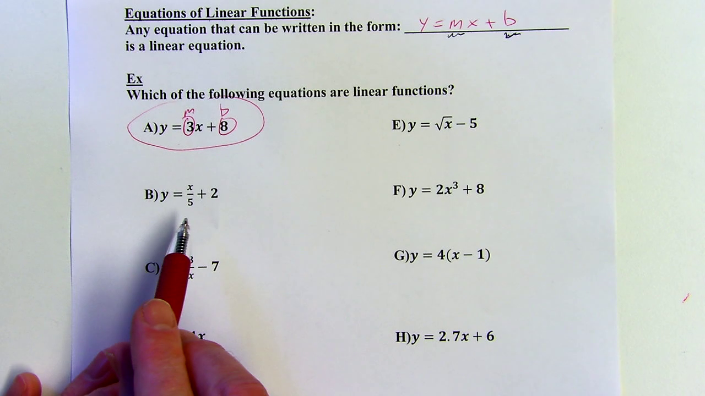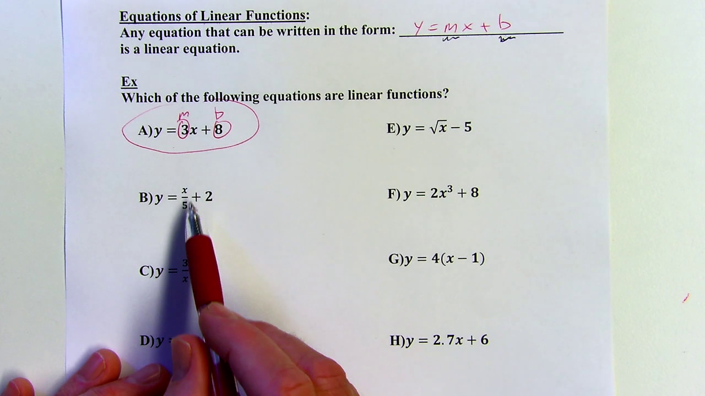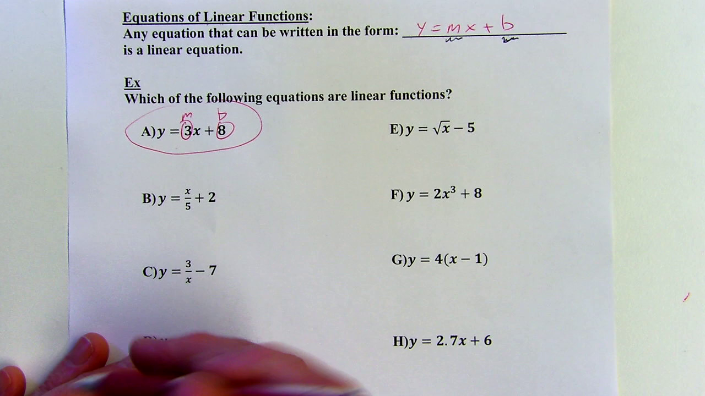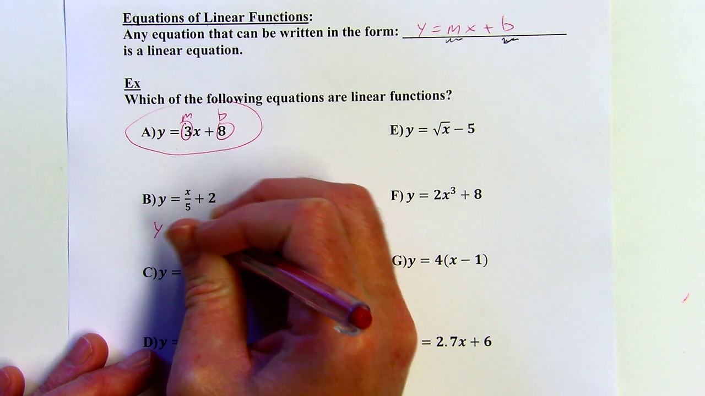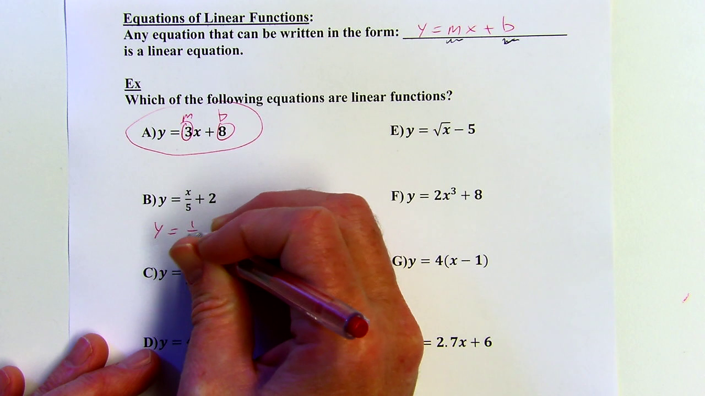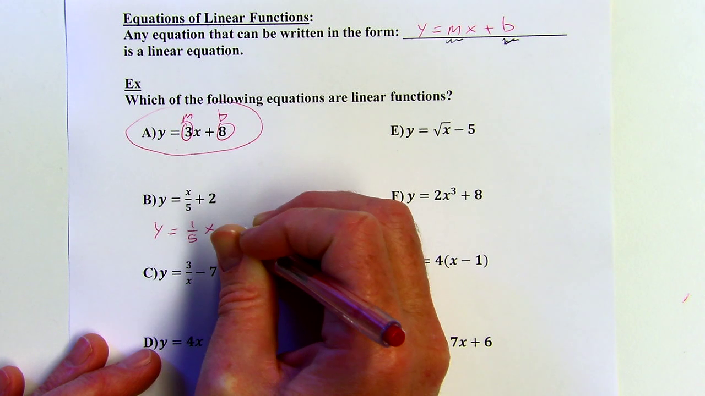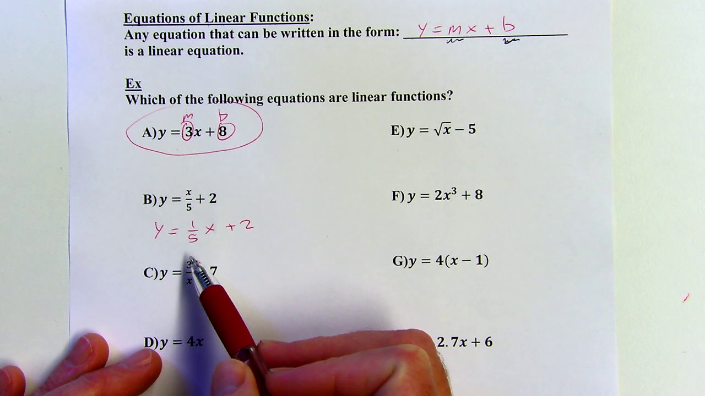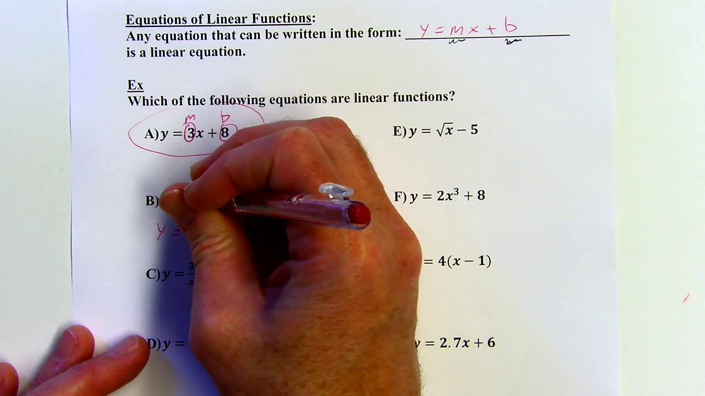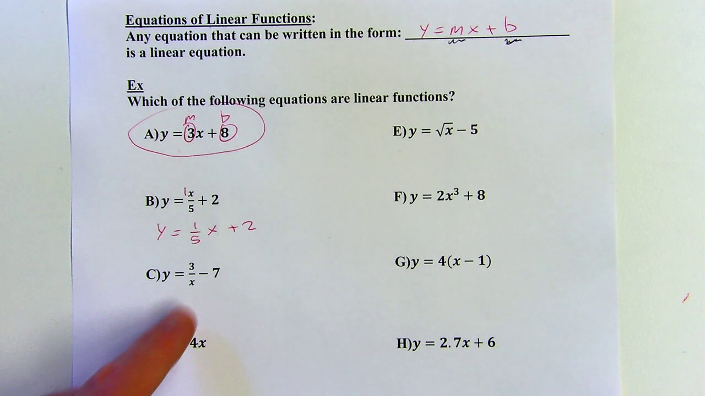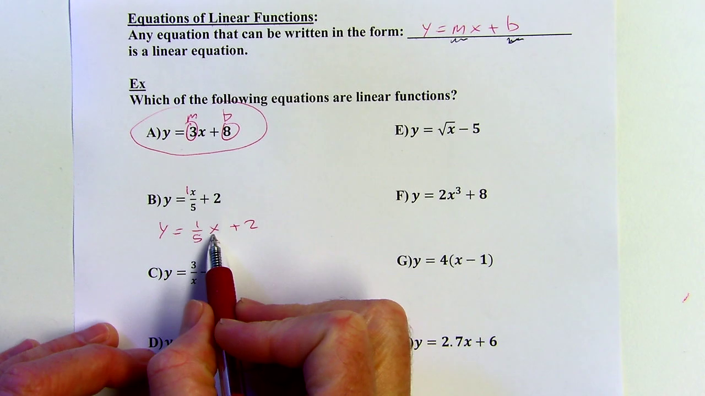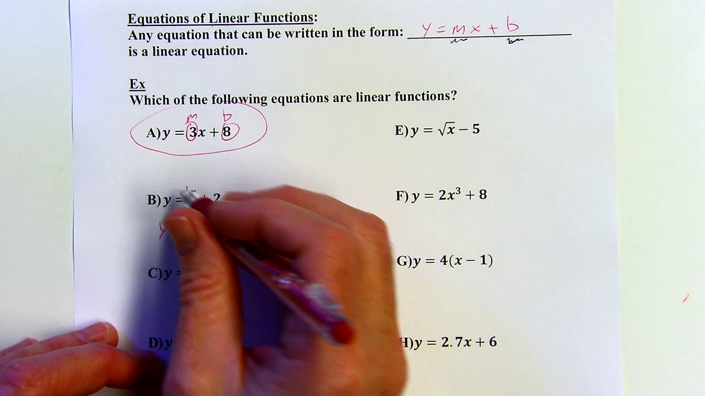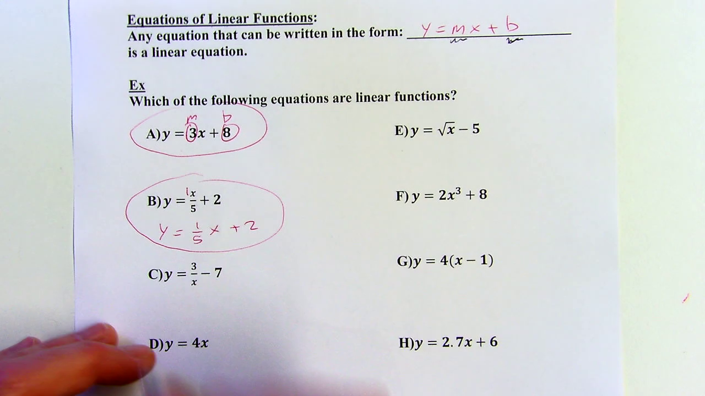This one's a little tricky because it seems like I do have x over something, but I want to think if I could write it in this form. So if I did 1/5 times x plus 2, well, 1/5 times x is the same as x over 5, right? Because I could think of this as 1x over 5. So then you could think of the x as x over 1, multiply straight across, that would give you x over 5. So this is actually a yes, okay?